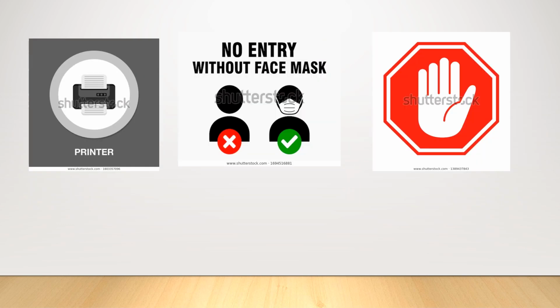Likewise, if you have this particular symbol, that is of a printer, then if this particular picture is there, no entry without face mask, and here the first one is without a face mask, so there is a cross, and with the face mask there is a right. So that means nobody is permitted to enter that building or that arena where you are prohibited to enter if you are not wearing a face mask. And likewise, the third one is stop. This particular symbol is stop.